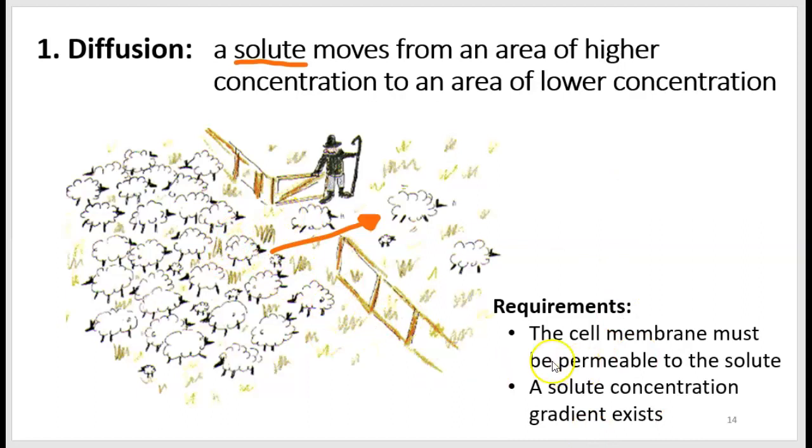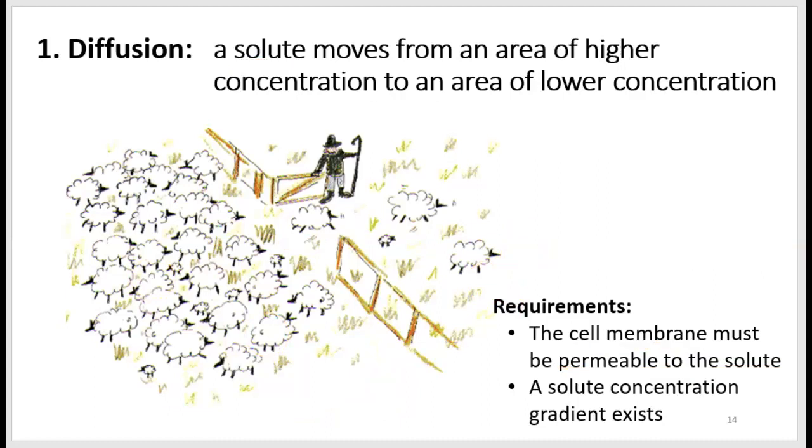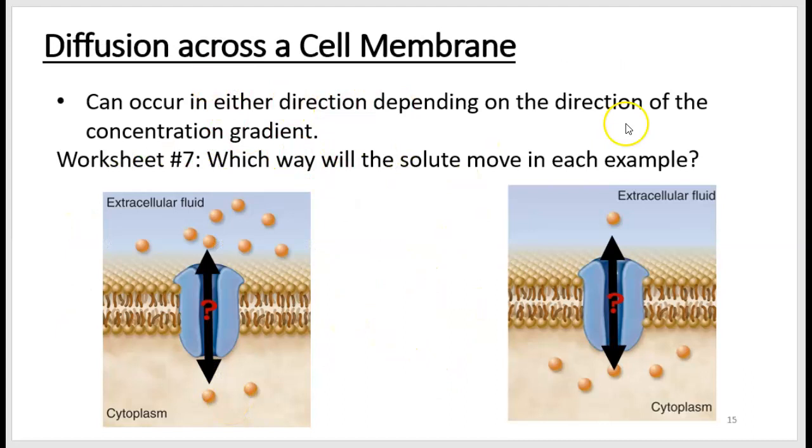So in order for this to happen, that gate had to be open. So we know that the cell membrane has to be permeable to the solute. And you have to have this gradient in place, high to low. It's imperative. Otherwise, diffusion will not take place. So when we talk about diffusion across a membrane, it can happen in either direction, to the outside of the cell or to the inside of the cell.